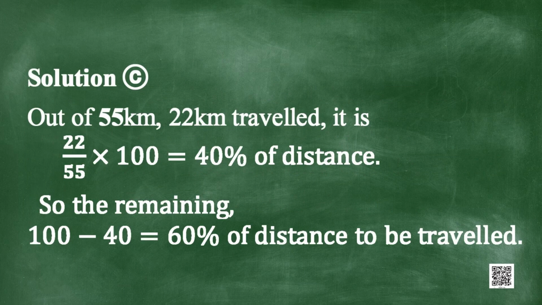Students, out of 55 kilometers, 22 kilometers is travelled. So therefore, it is 22 by 55 multiplied with 100, which is equal to 40% of distance. Therefore, the remaining distance to be covered is 100 minus 40, which is equal to 60%. Therefore, 60% of the distance is left to be travelled.